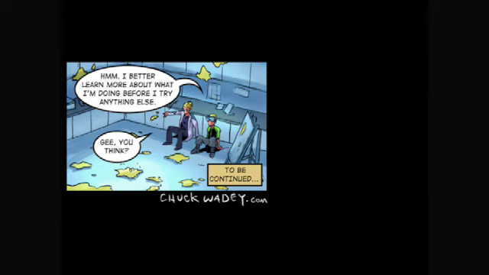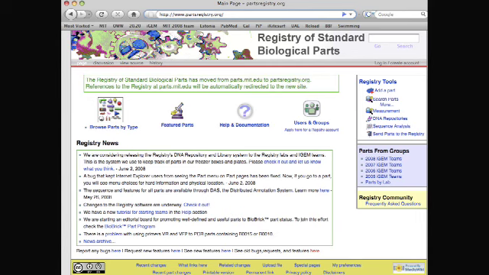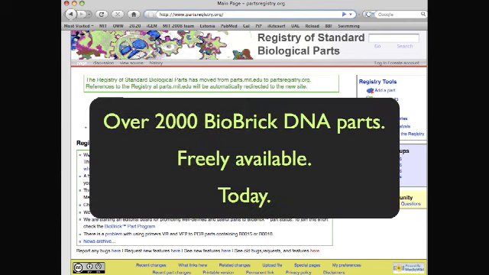Well, it turns out that a couple years ago, we started making a catalog of standard biological parts. It's called a Registry of Standard Biological Parts. We have no idea how to do this, but we figured the only way we'd learn was to try it out. And today, there are over 2,000 pieces of DNA, standard DNA parts called biobrick parts, that are freely available to students. What sort of parts are there?